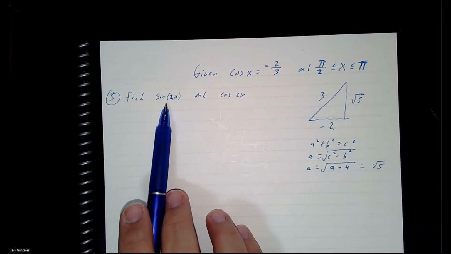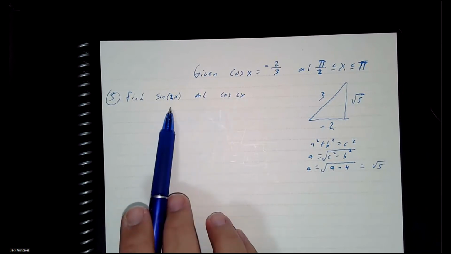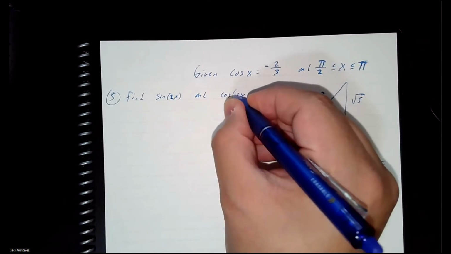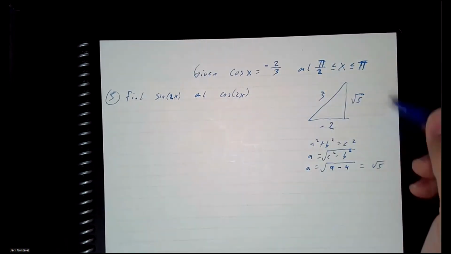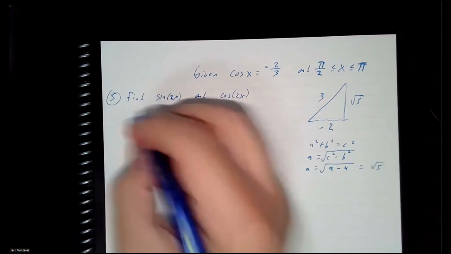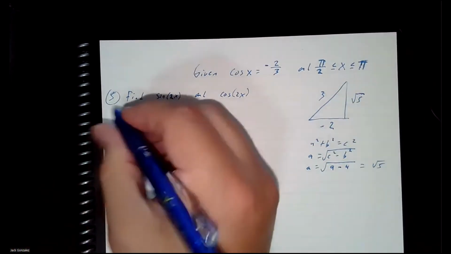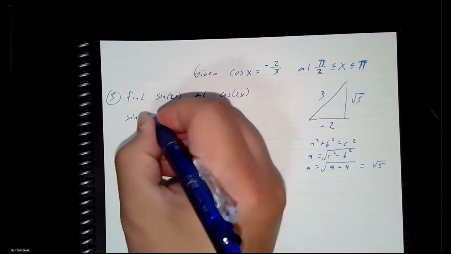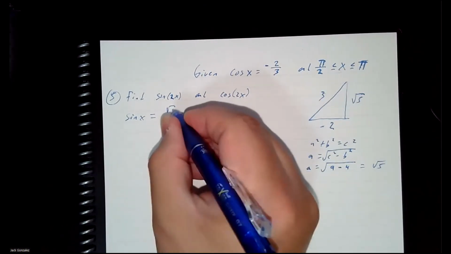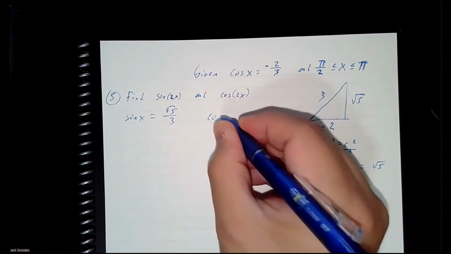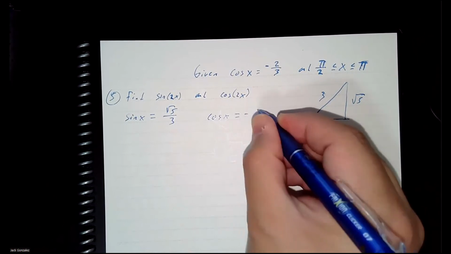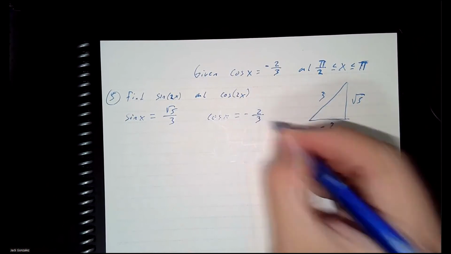So in order to find sine and cosine 2x, you're going to have to find your regular sine and cosine. Okay, so now that you have that triangle, we know that sine x is equal to square root 5 over 3. And we were given this guy, negative 2/3.